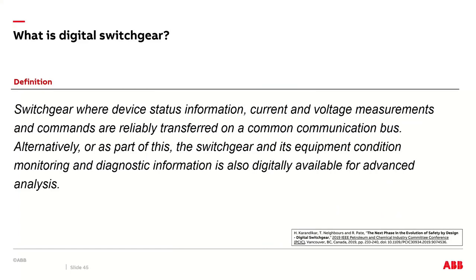So what is a digital switchgear? By definition, shared with us by our colleagues at ABB, and I'm just going to take a moment and read out this definition: switchgear with device information, device status information, current and voltage measurements, and commands are reliably transferred on a common communication bus. The common communication bus being the IEC 61850 communication protocol. It's an interoperability protocol between different vendors.